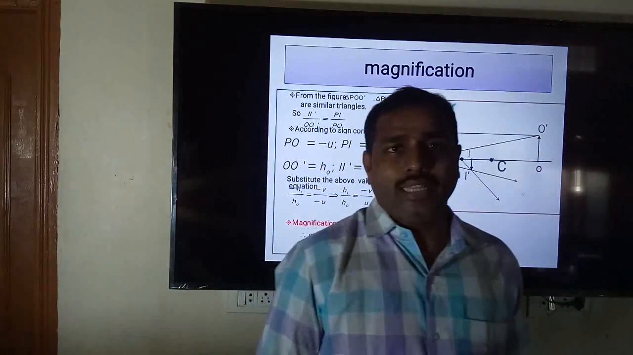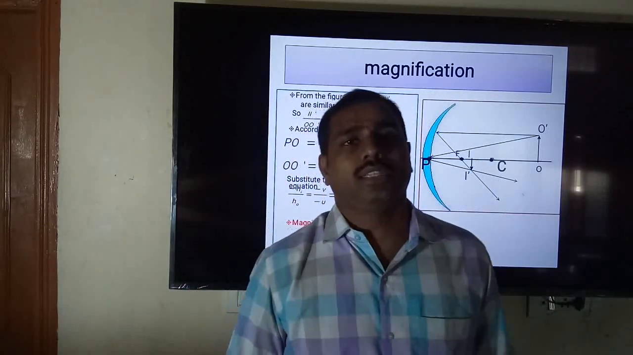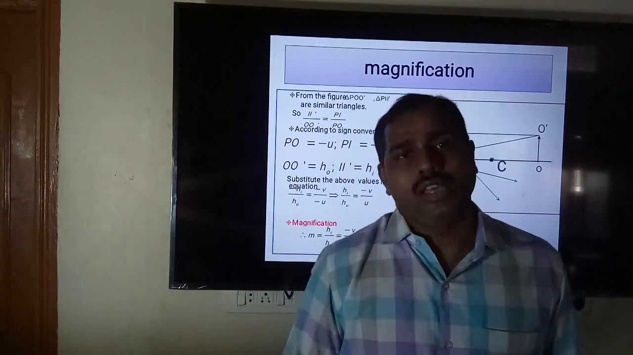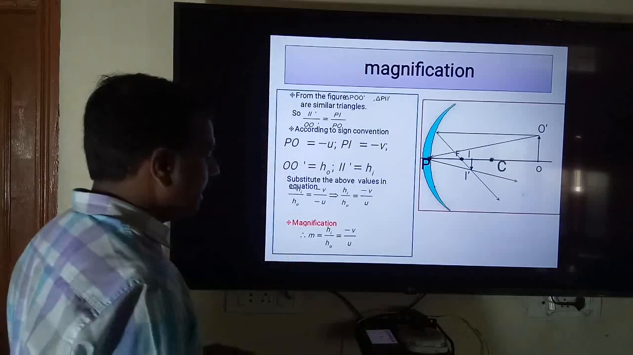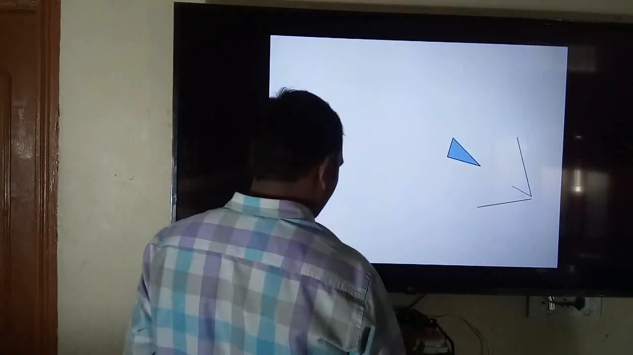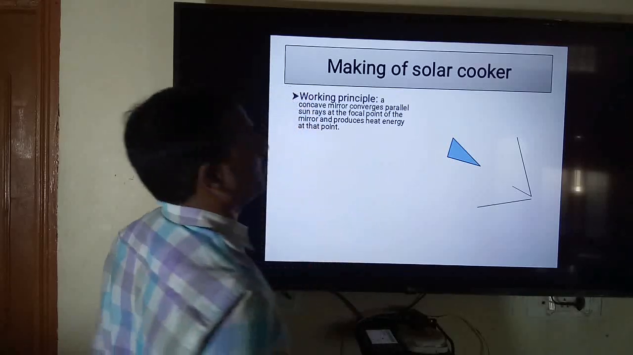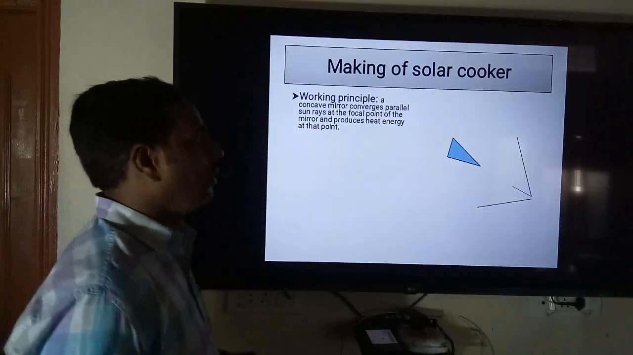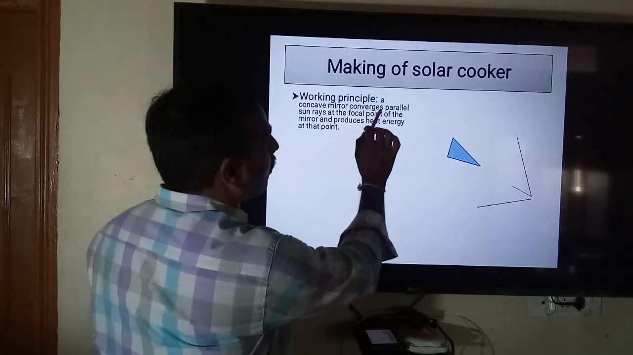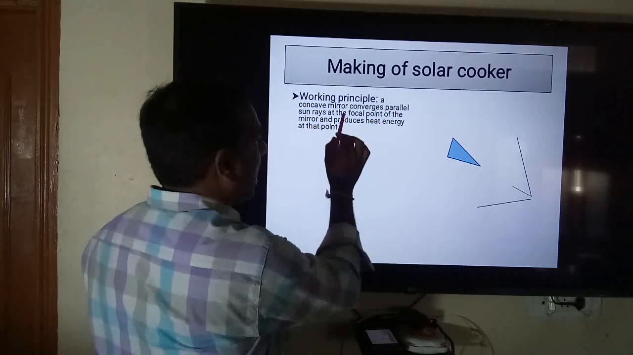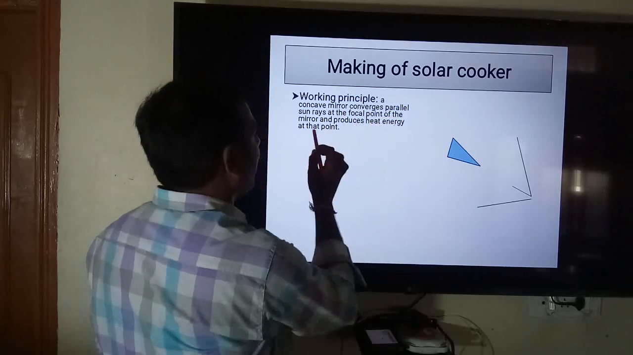Now, in our lesson, we have one more important thing, that is making a solar cooker. So now we are going to discuss that. Actually, it depends upon a very important principle. What is the working principle of the solar cooker mirror? The concave mirror converges parallel sun rays at the focal point of the mirror and produces heat energy at that point.